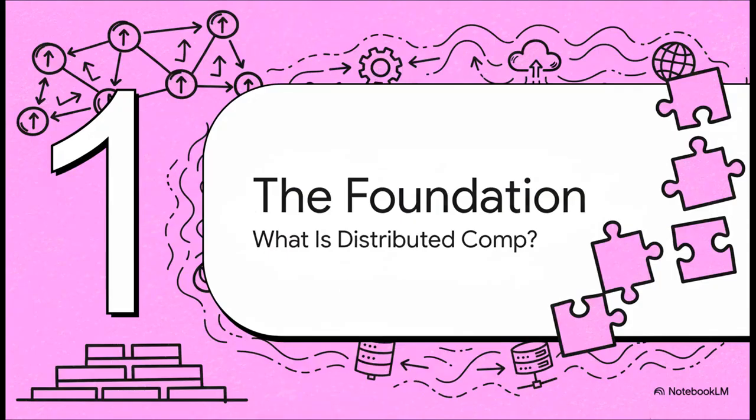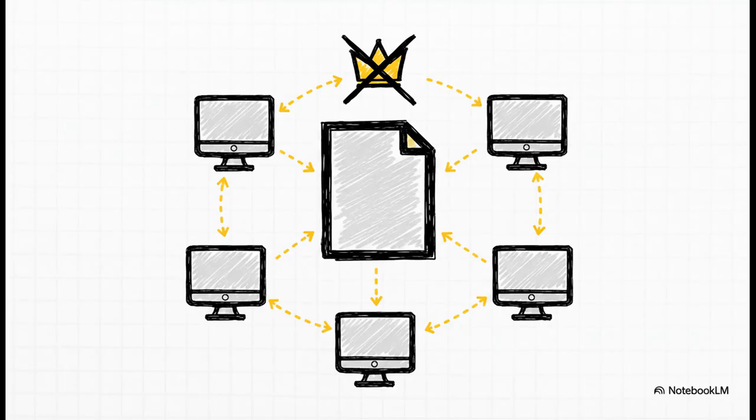Okay, so we get it. It's about teamwork. But what does that team of computers actually look like? Let's start with the absolute foundation and really define what makes a system distributed. The easiest way to think about it is really just like a group project, but for computers. Imagine a team where everyone gets a part of the assignment. They're all communicating, they're sharing information, and then they combine their work to create that final product. And here's the key part. There is no single boss computer telling all the others what to do.